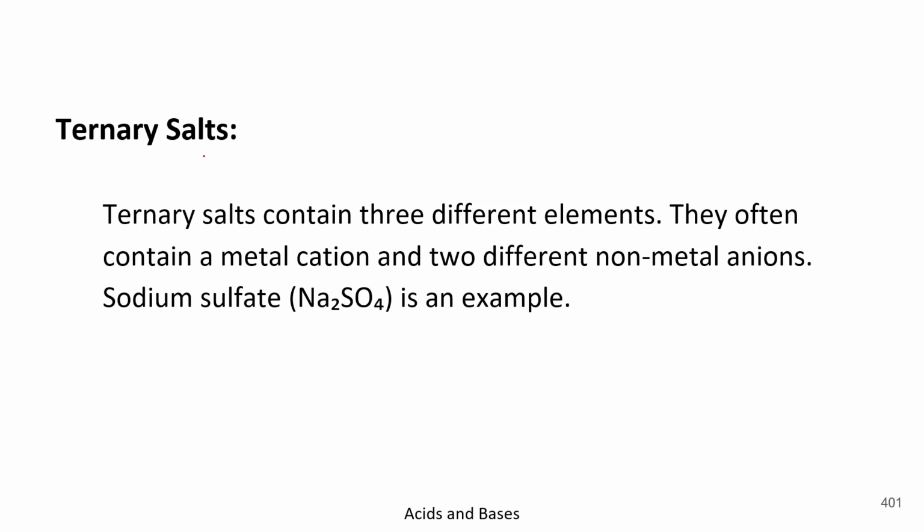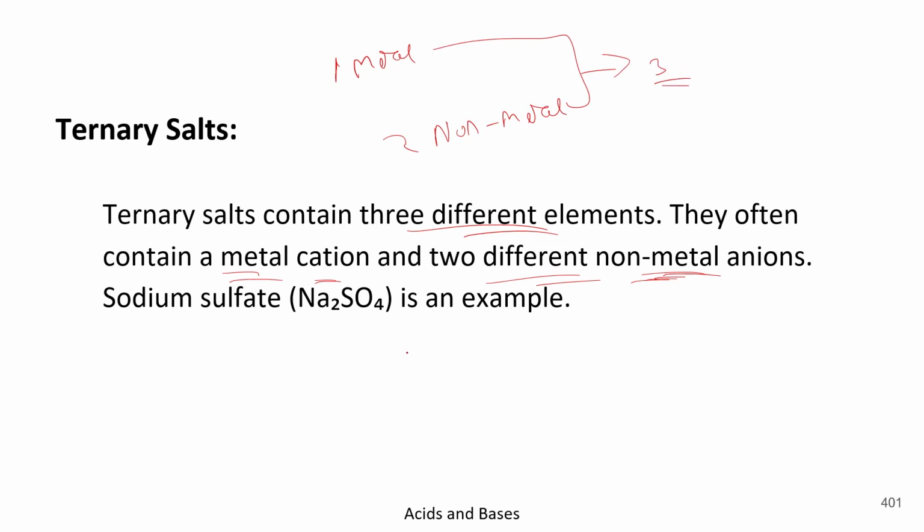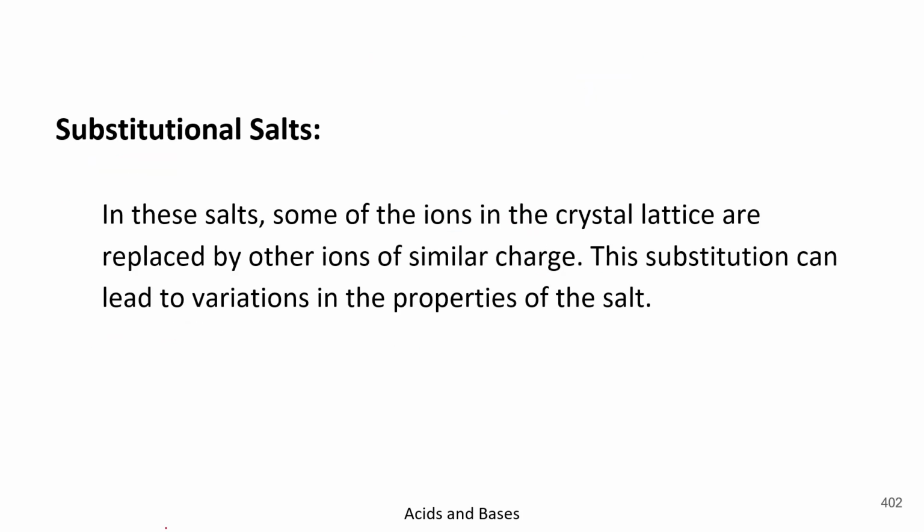Got it? Now the ternary salt has three different elements, two of which may be non-metal anions and one a metal cation. So you can say one will be a metal and two will be non-metals, and they all combined together make three. Got it? So if such a condition happens, it is a ternary salt. The best example of it is sodium sulfate.